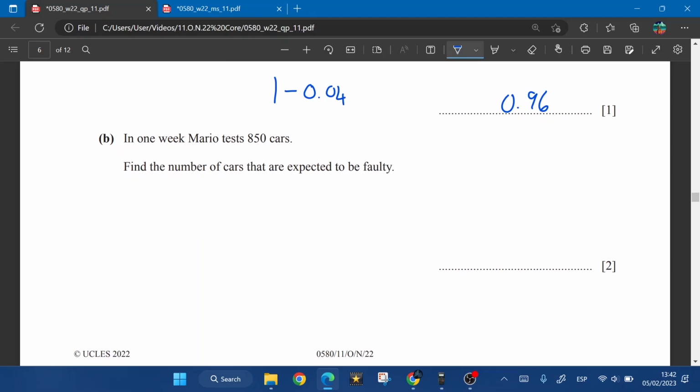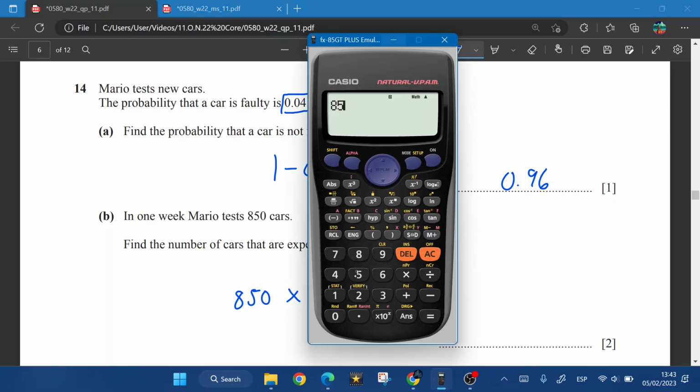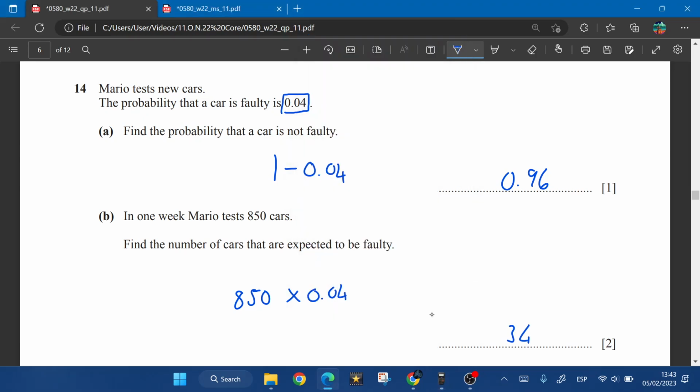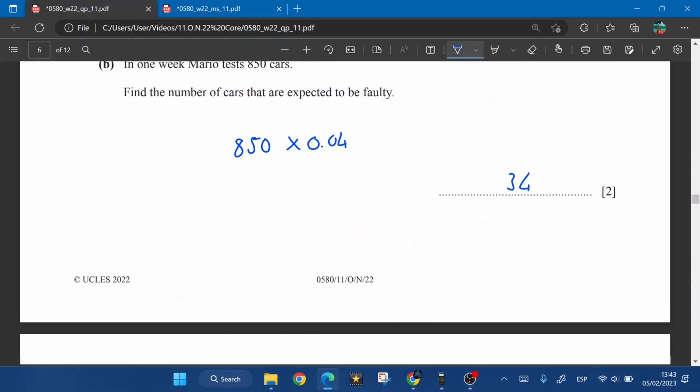Okay, so Mario tests 850 cars. Now the probability tells you the percentage kind of. If you have 100 cars, 4 will be faulty. If you got 1 car, 0.04 of the car will be faulty. So if you got 850, you just multiply it by the probability, the decimal value. Okay, and you will know how many cars are faulty. That's all you need to do. 34 is going to be faulty. Okay, 1 mark here, 1 mark you could possibly get for the working out, and then correct answer only, you have to have 34 there.